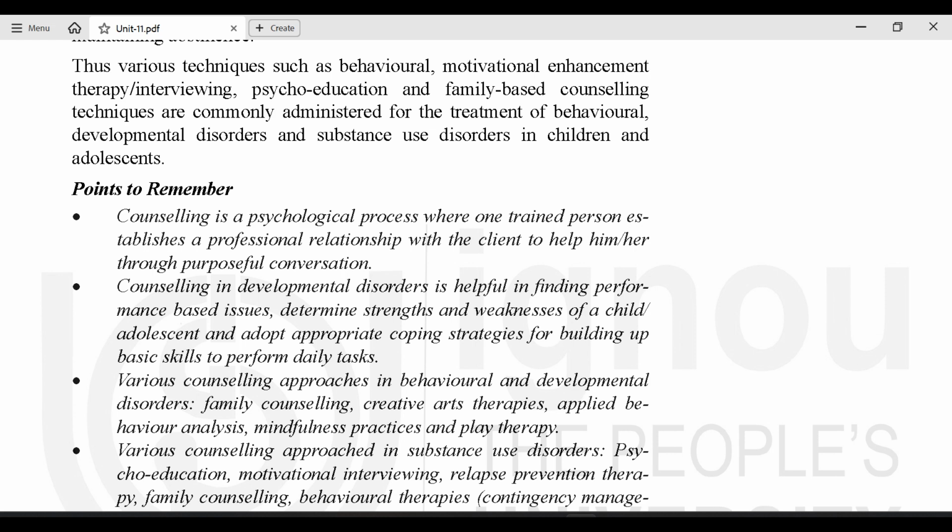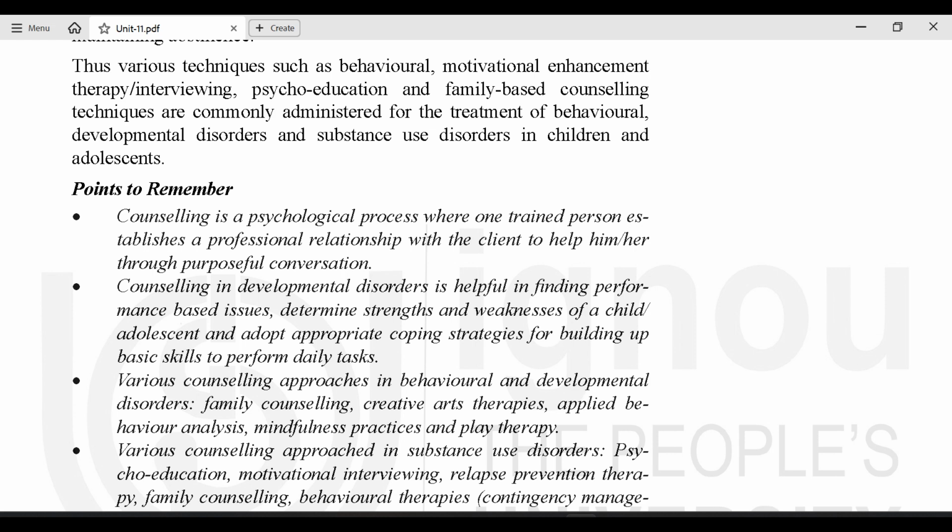Points to remember. Counseling is a psychological process where one trained person establishes a professional relationship with the client to help him or her through purposeful conversation. Counseling in developmental disorders is helpful in finding performance-based issues, determining strengths and weaknesses of a child or adolescent, and adopting appropriate coping strategies for building up basic skills to perform daily tasks.